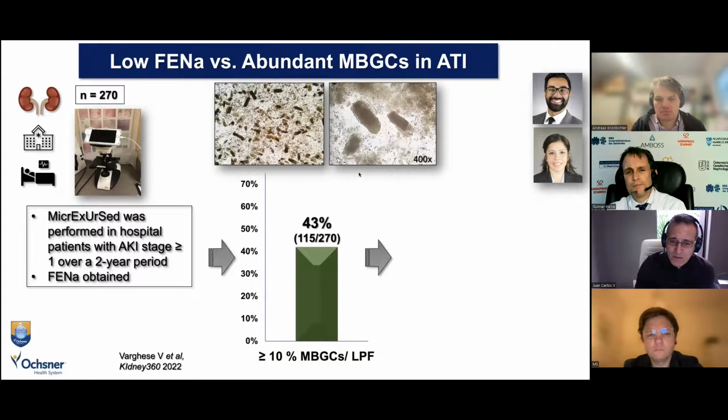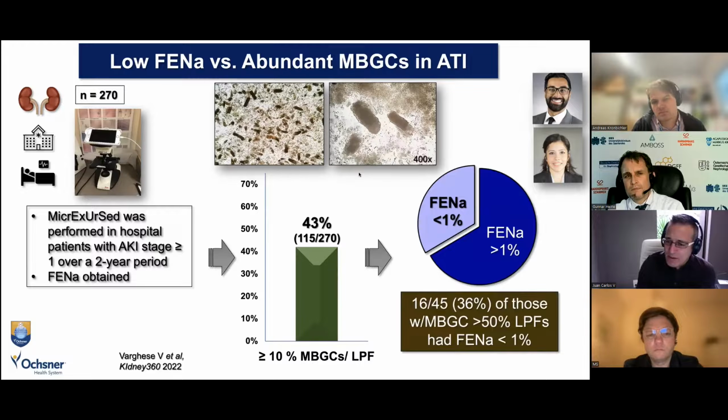So here it is. First of all, out of 270 patients, we looked at those who had greater than 10% of low power fields containing at least one multi-branch granular cast, and it was 43%. This is obviously an enriched population because this is for patients that were sent to the nephrology consultation service. So this is not all comers. So obviously the frequency of ATN is a little bit higher than expected.